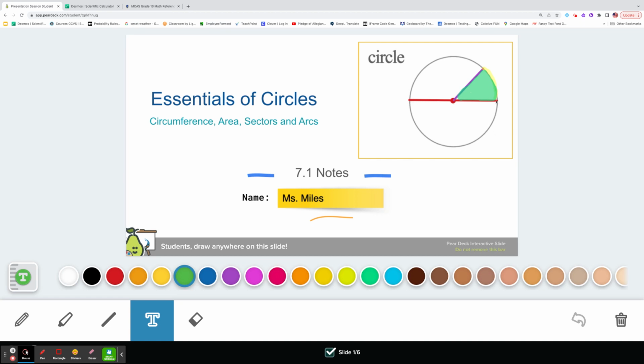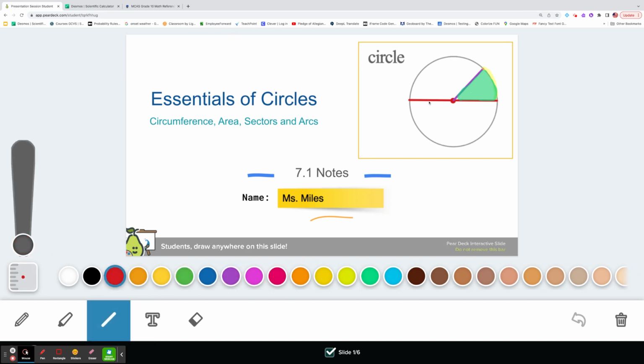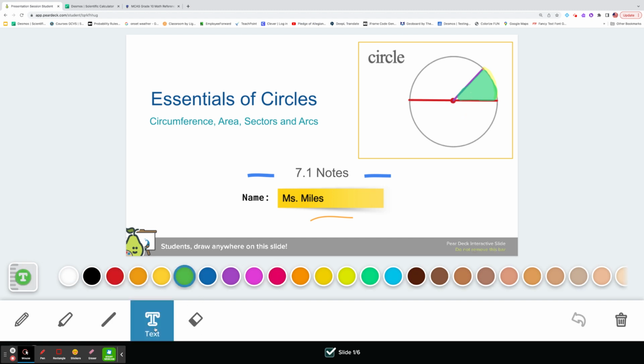I've drawn a line all the way across. I used my line tool and I sized it all the way down. That line represents the distance from edge to edge going through the center of a circle. That line is called the diameter. Then there's the line that goes from the circle's center to the edge. That distance is half the length of the diameter. We call this the radius.